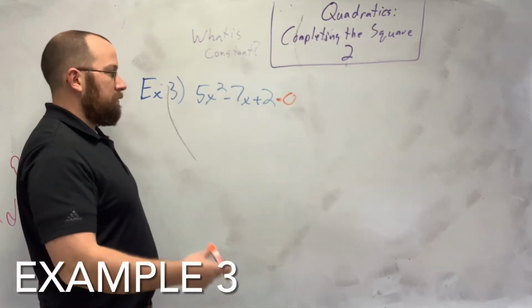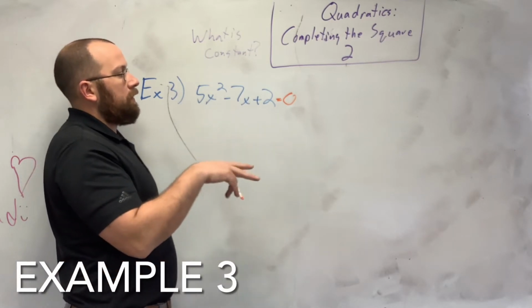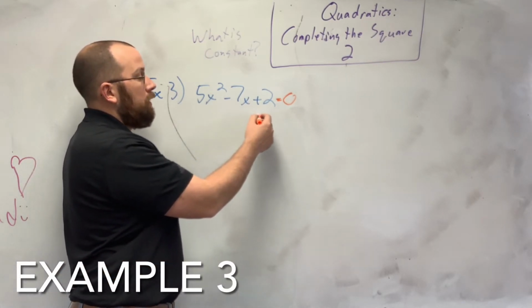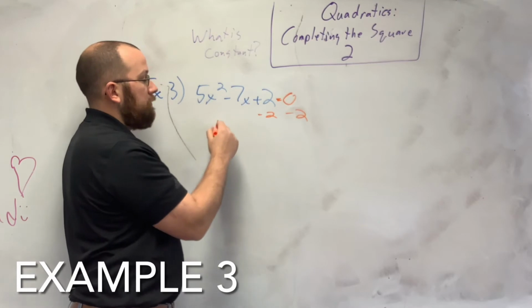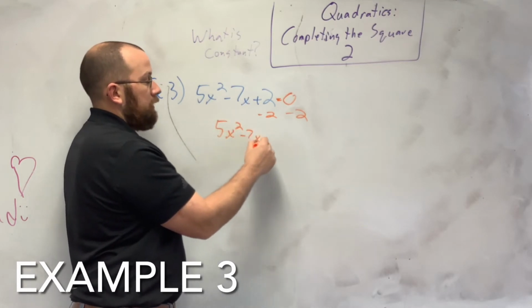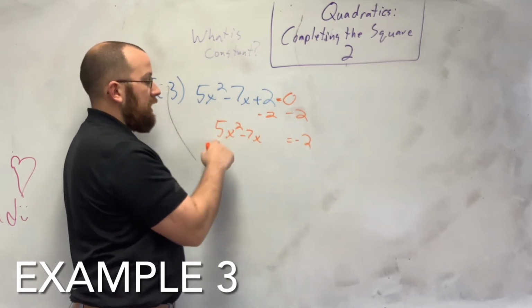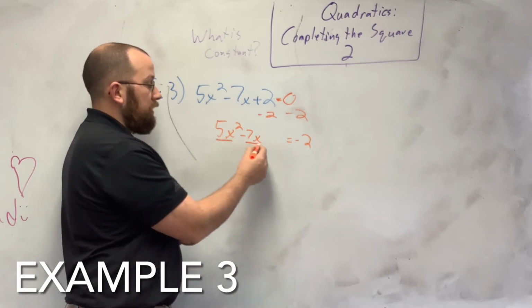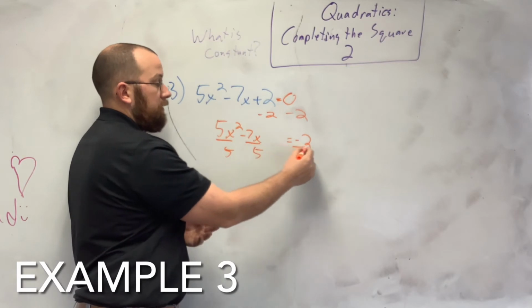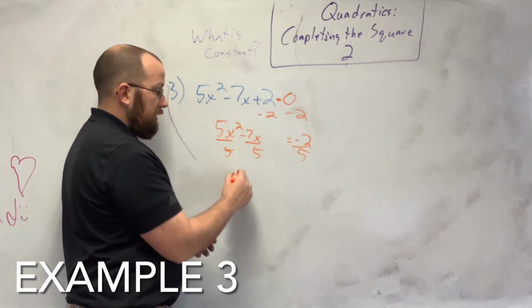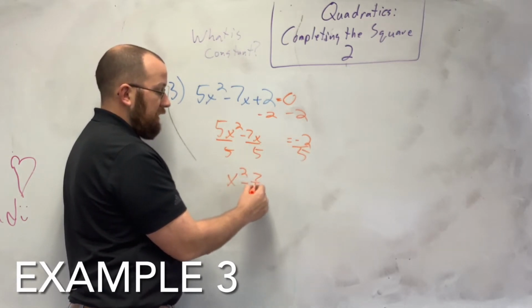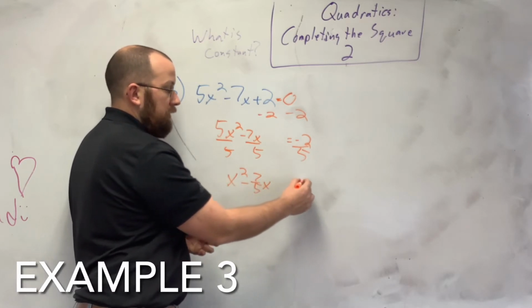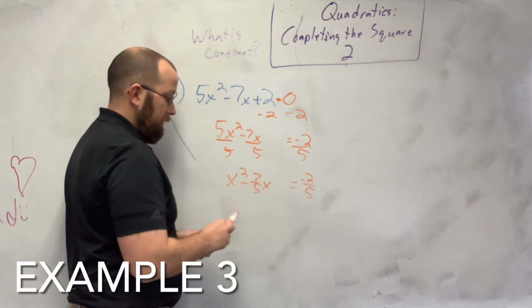All right, here is our next example. This one is harder because you have to do a couple different things. One, you need to move this to the other side. The other thing is I have a 5 here. I can't have a 5 here, so I need to divide everything by 5 to get rid of it. So it gives me x squared minus 7/5 x equals -2/5.